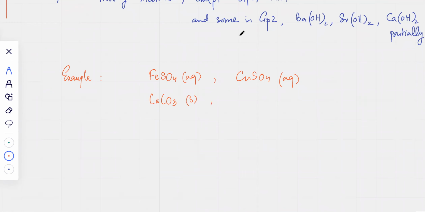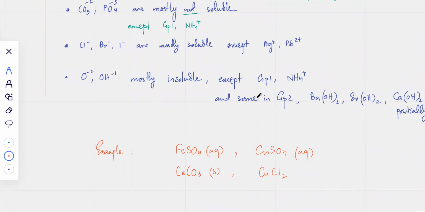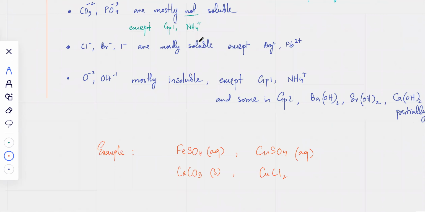अच्छा, एक और कर लेते हैं. Let's say copper chloride. तो Cl-1 के जो compounds हैं, they're mostly soluble, right? इन दो के अलावा they're mostly soluble. So copper chloride would be soluble, so it's going to be written as aqueous. पानी में मिक्स हो जाएगा.